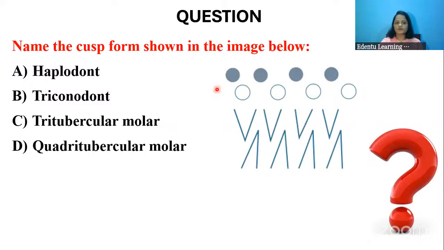Moving on to the next question. Name the cusp form shown in the image below. Which cusp form is shown here? Is it haplodont, triconodont, tritubercular molar, or quadritubercular molar? What is shown here in this image? Yes, doctors, answers please. Yes, Dr. Adila. Any others?